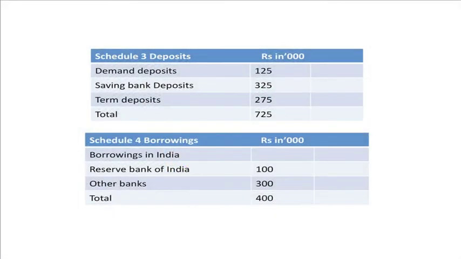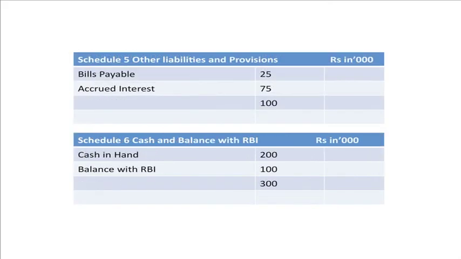Schedule 4 is borrowings. Borrowings in India, Reserve Bank of India is given as 100 in the question, we have placed it, other banks 300. So, borrowings total is amounting to 400. Schedule 5 is other liabilities and provisions.